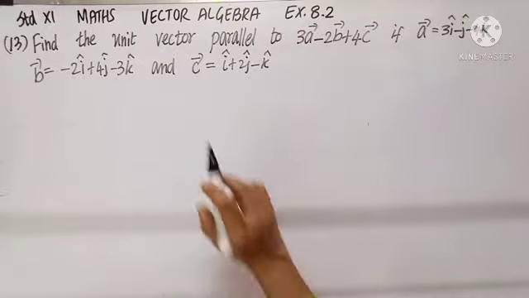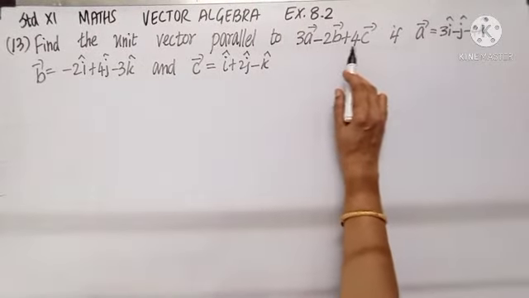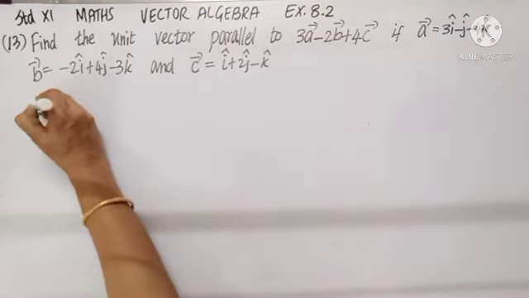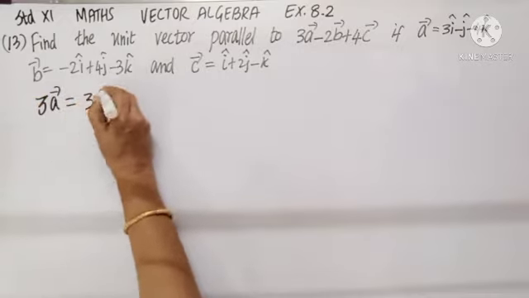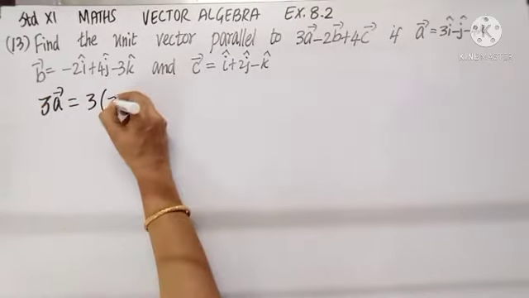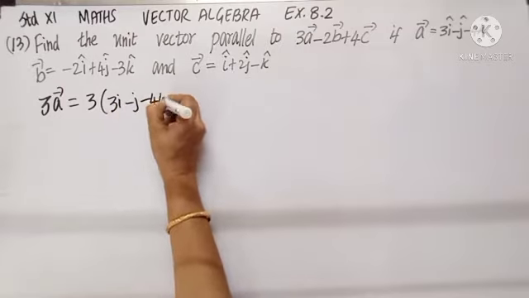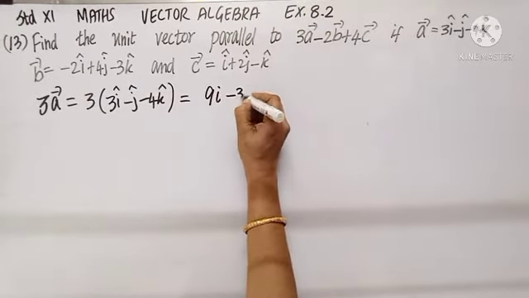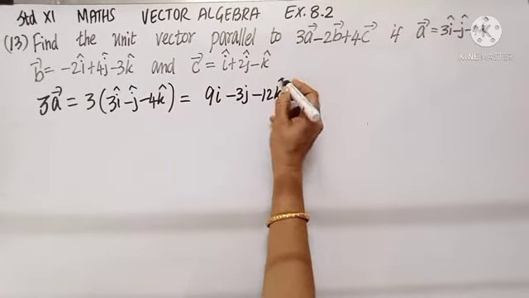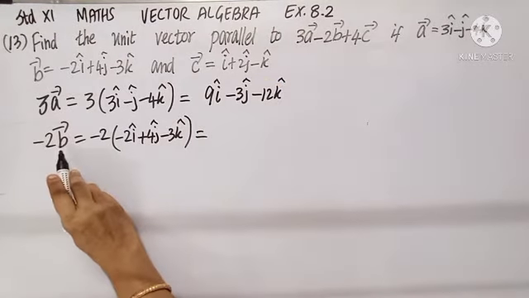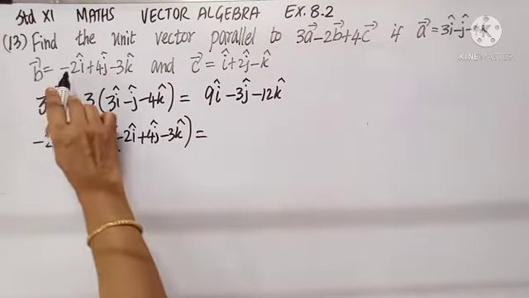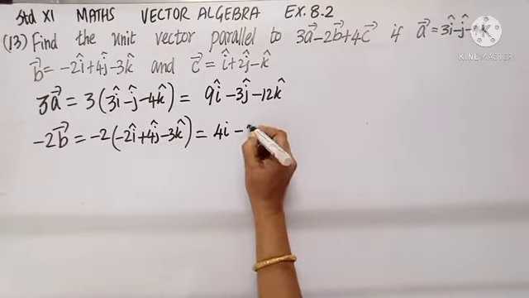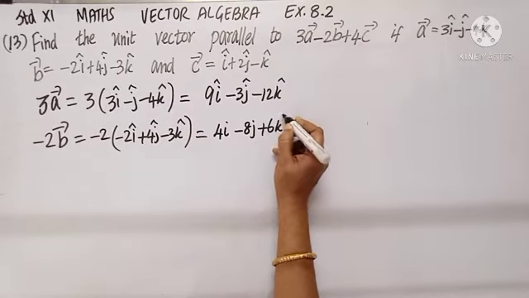Question number 13. Find the unit vector parallel to 3a minus 2b plus 4c. Given a, b, c vectors. Let us find out 3a vector. 3 into, what is a vector? It is 3i minus j minus 4k. As we multiply by 3, it is 9i minus 3j minus 12k. Minus 2b vector, minus 2 into b vector we have written. As we multiply, it is 4i minus 8j plus 6k.